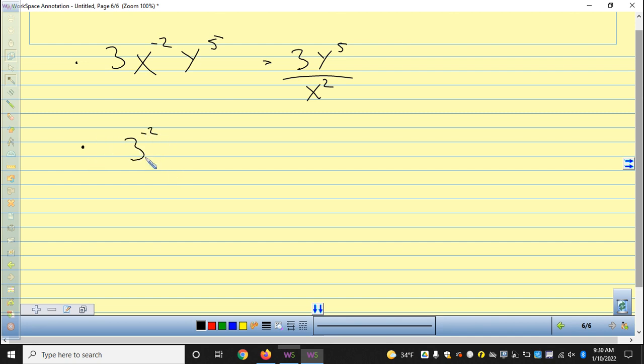3 to the negative 2 over n. Well, I don't want that negative exponent there, so I'm going to move this to the bottom. So I'm going to write this as 1 over 3 squared times n. And 3 squared is 9. So that's going to be 1 over 9n.